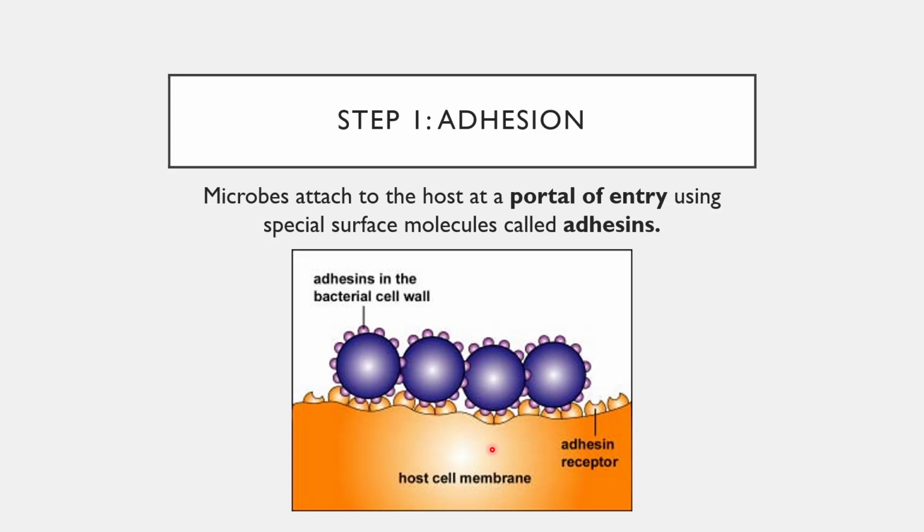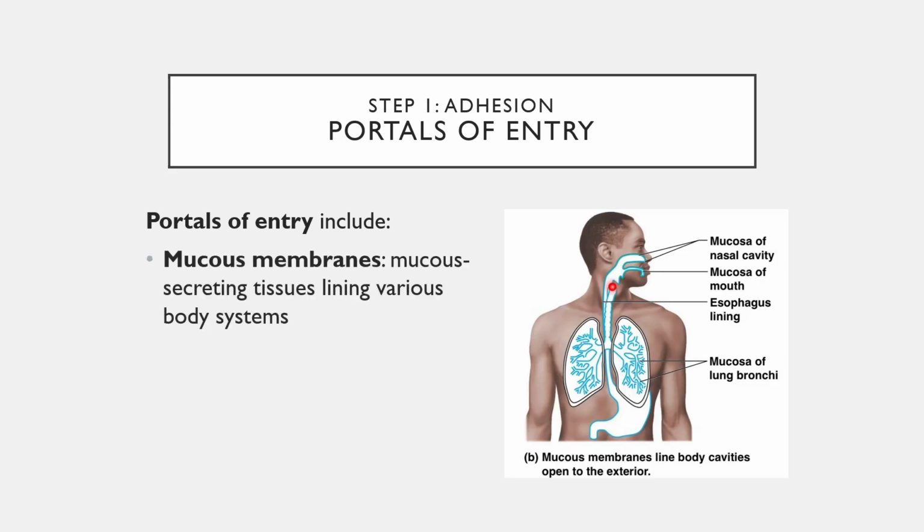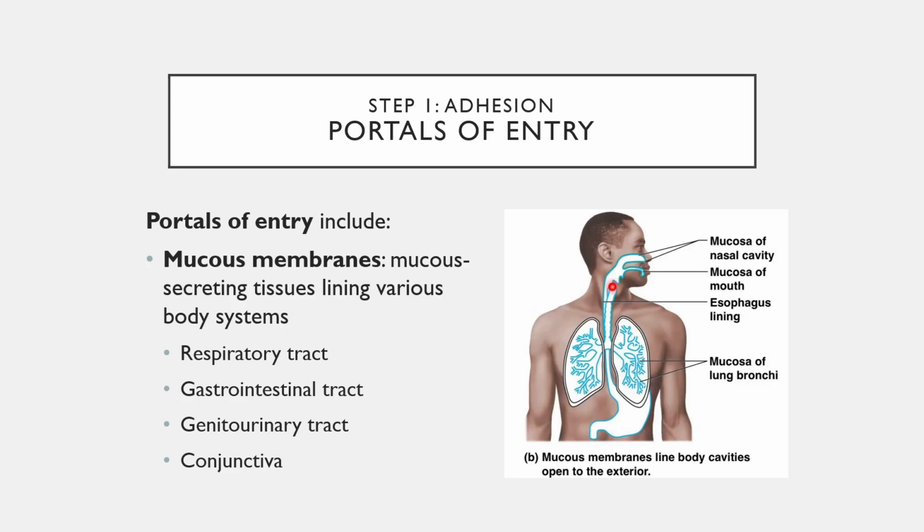These interactions can happen, as we said, at any of a variety of portals of entry, which can include the mucous membranes, which are mucus secreting tissues that line the various body systems, including your respiratory tract, your gastrointestinal tract, your genitourinary tract, and your conjunctiva. So any of these surfaces of the body contain mucous membranes, and that's one possible entry point for certain organisms.